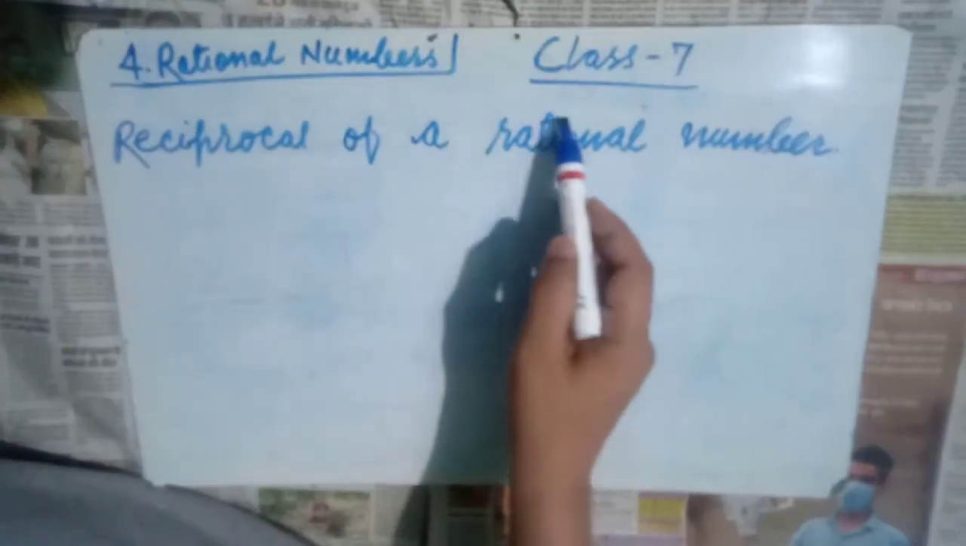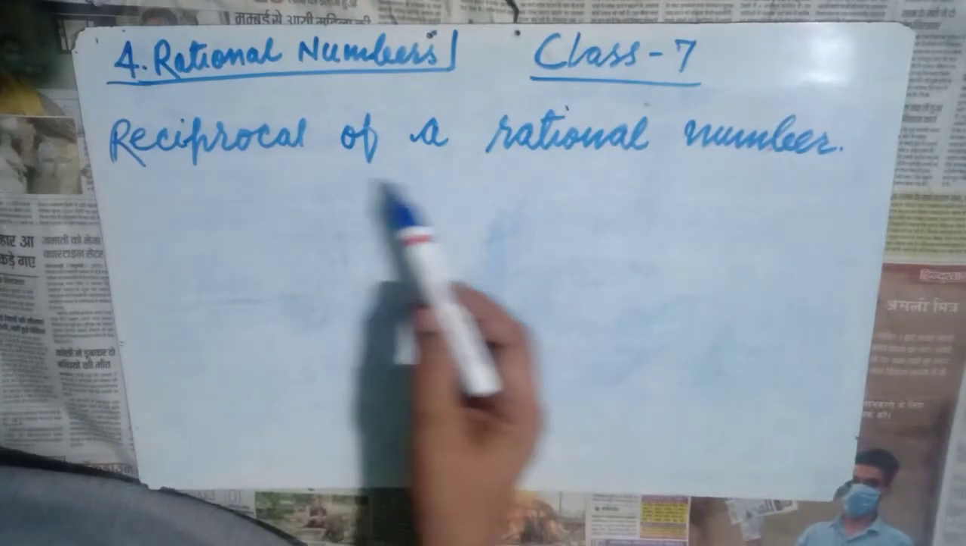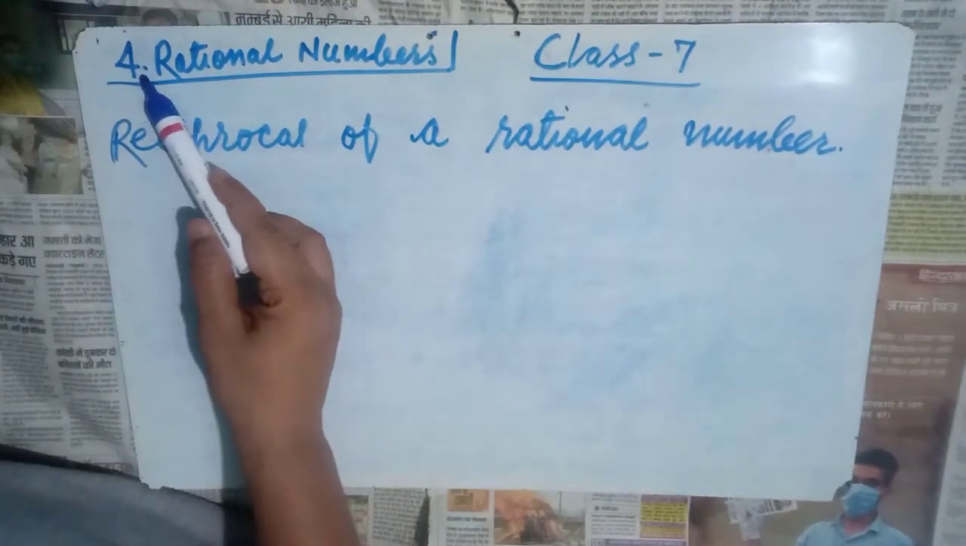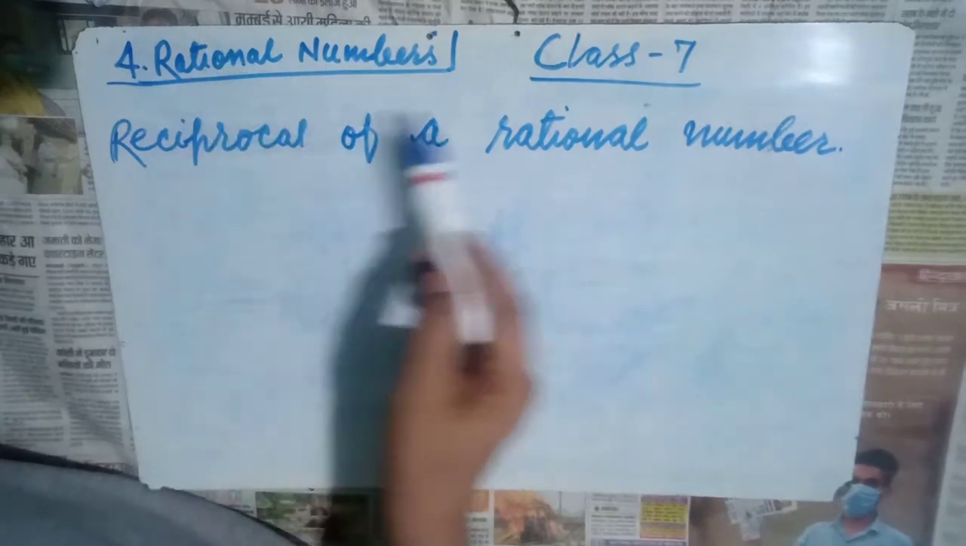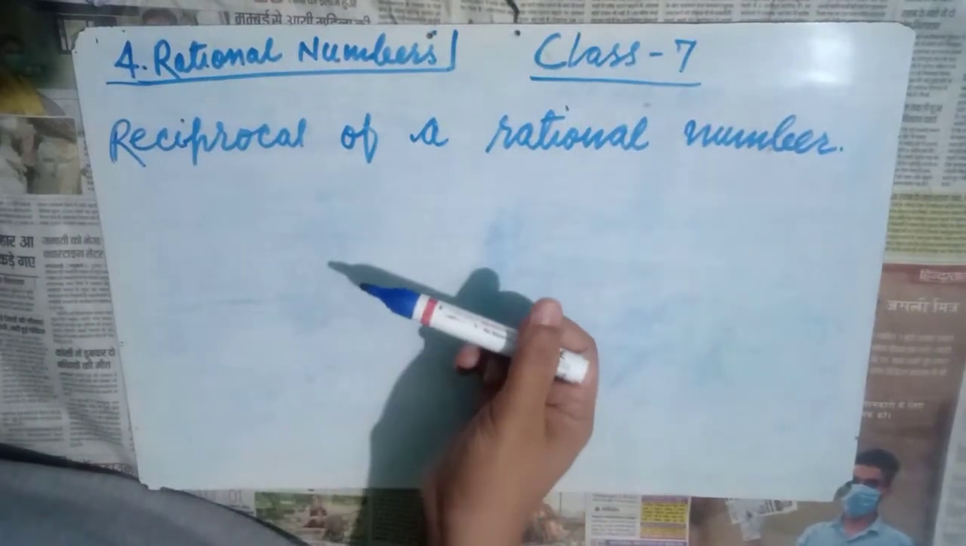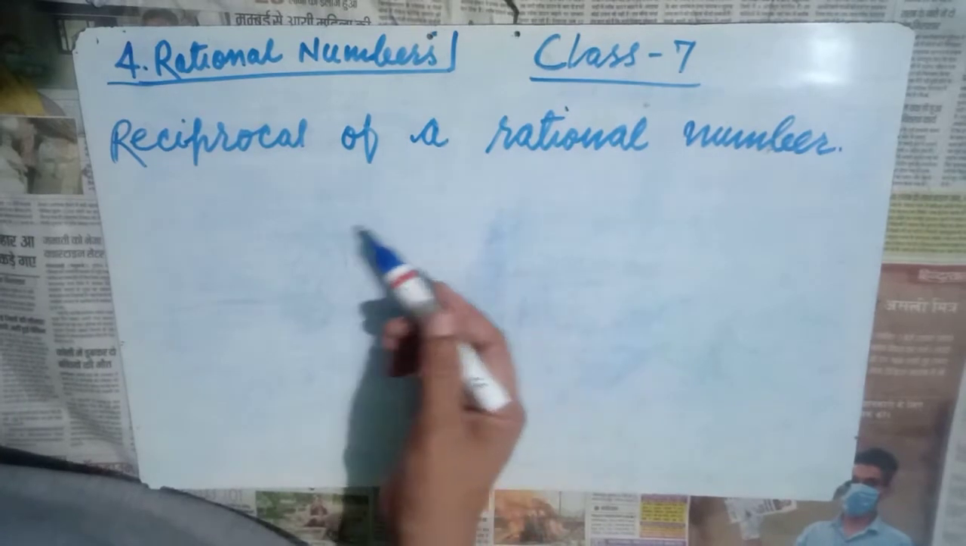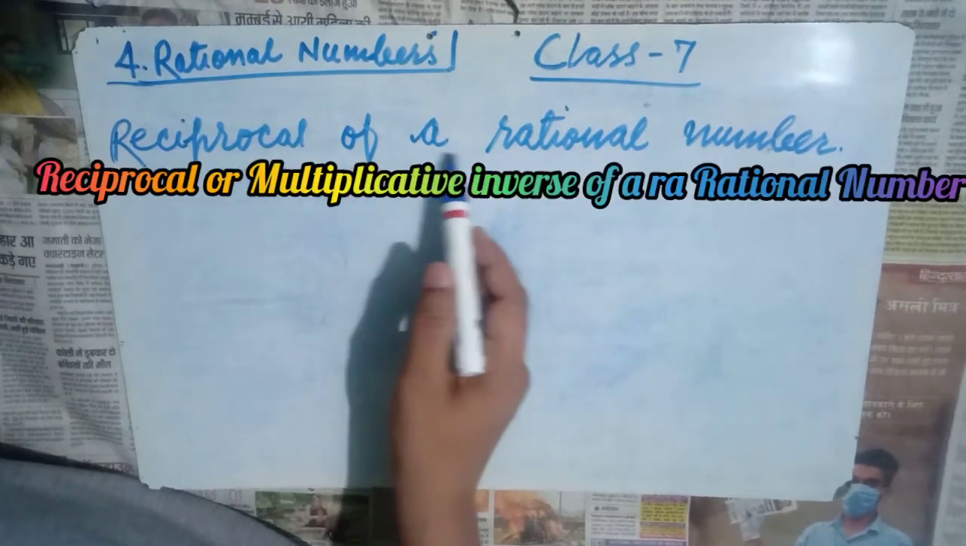Learn and understand about the reciprocal of a rational number. This is the subtopic of chapter number 4, rational numbers, class 7. So friends, get ready to learn. Yes, first, reciprocal of a rational number.